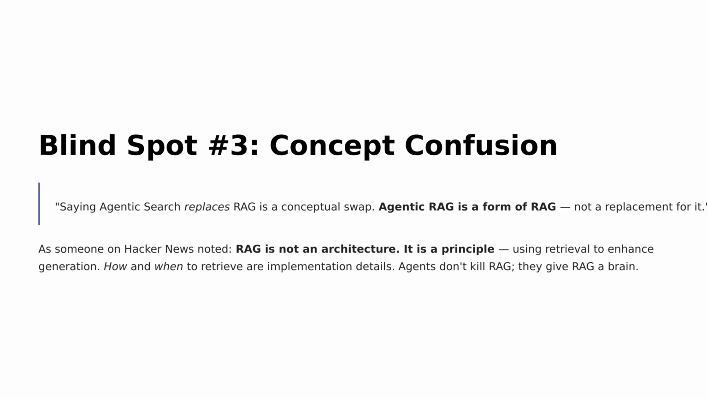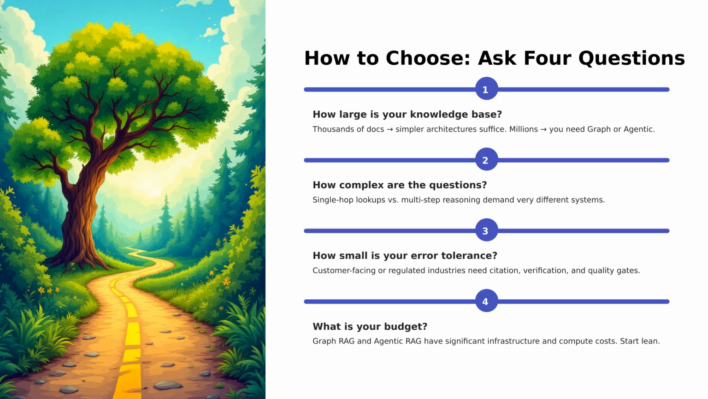Blind Spot 3, Concept Confusion. There's a common misconception that agentic search replaces RAG, but that's not quite right. Agentic RAG is actually a type of RAG, not a substitute. As someone pointed out on Hacker News, RAG isn't an architecture. It's a principle centered around using retrieval to boost generation. The role of agents is not to eliminate RAG, but to enhance it by giving it more intelligence.